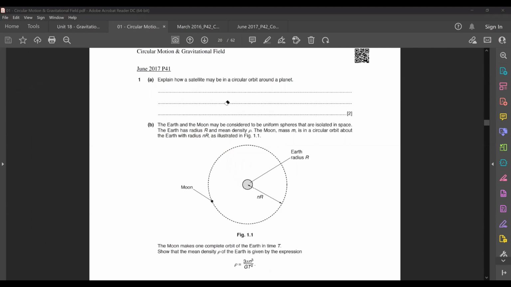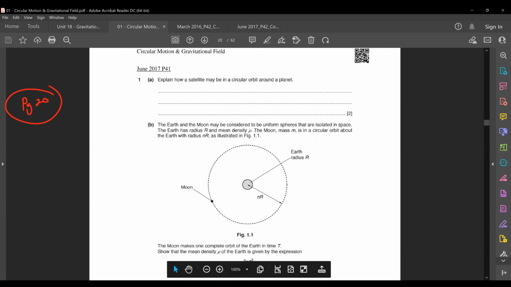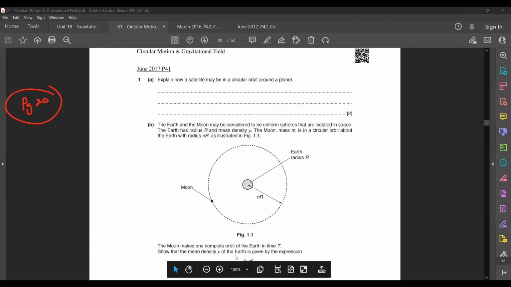Just have a look at page 20. Okay. Now, this is just 17P41. Just 17P41. Let me just open it up.